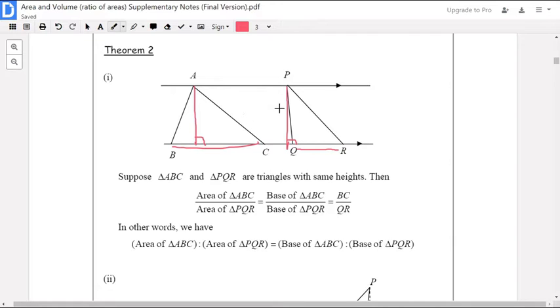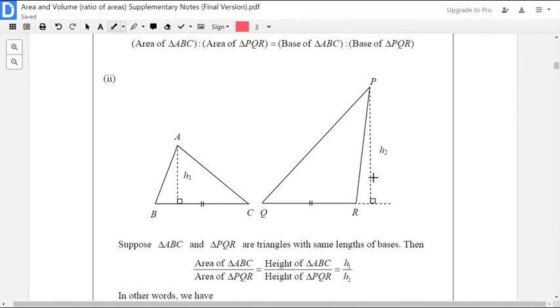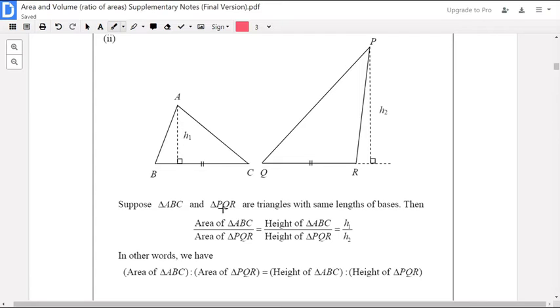Because the two triangles are not similar, you cannot use theorem 1. But one fact is that we know that they are of the same height. And therefore, the ratio of the areas will be the ratio of the bases. Similarly, suppose I have two other triangles, ABC and PQR. This time, I know that the lengths of their bases are the same, but they are of different heights. For example, in triangle ABC, the height is h1.